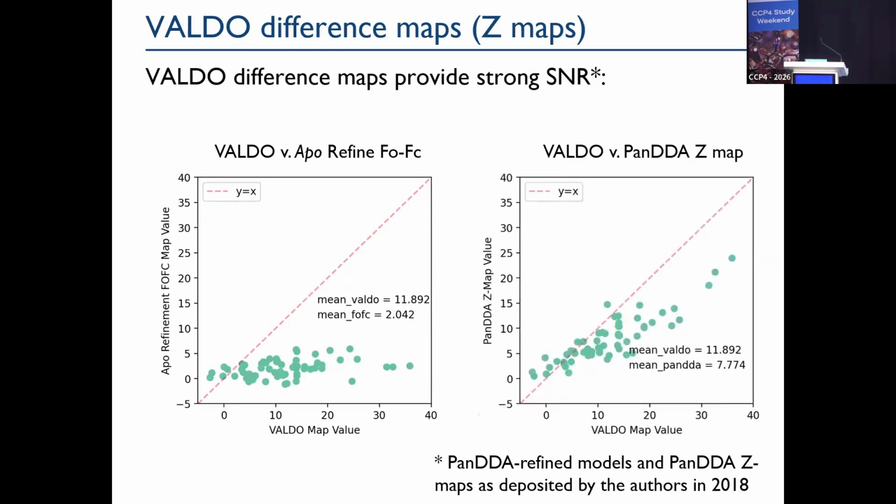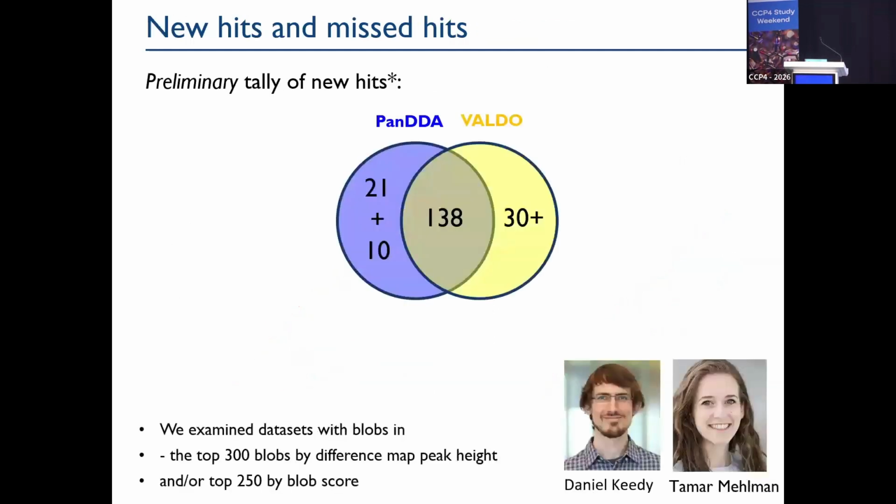When we compare to Panda, we tend to get sharper peaks, at least Panda S in 2018 as deposited by the authors, which means that the signal to noise ratio of these maps tends to be quite good. So we find more hits.